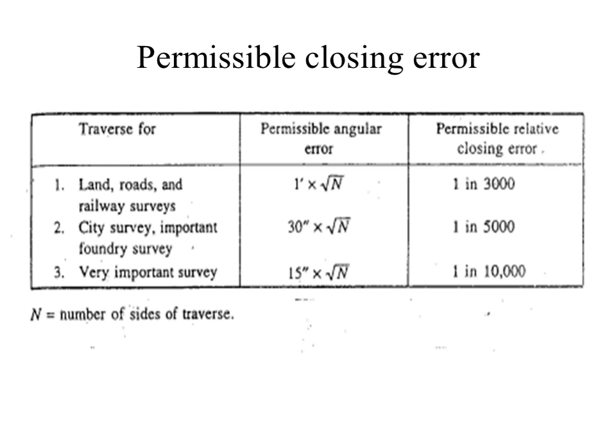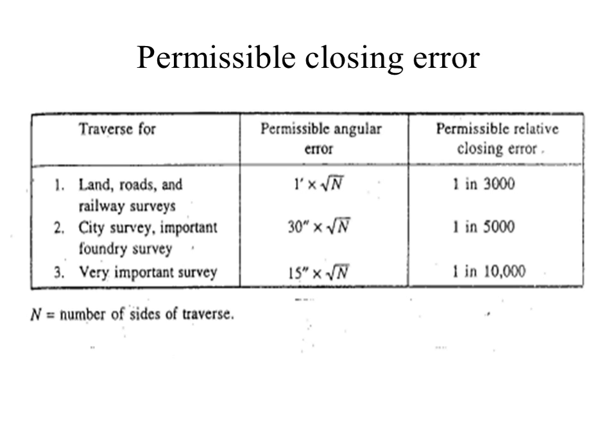So in this slide we are going to see the permissible closing error. So depending upon the traverse for land roads and railway survey, city survey, important boundary work, very important survey. Depend upon the nature of traverse to be conducted, we can have the permissible errors. So for example, the traverse for land, roads and railways to be carried out, then in that particular case the permissible error should be 1 minute into root n, or the permissible relative closing error should be in 1 in 3000.